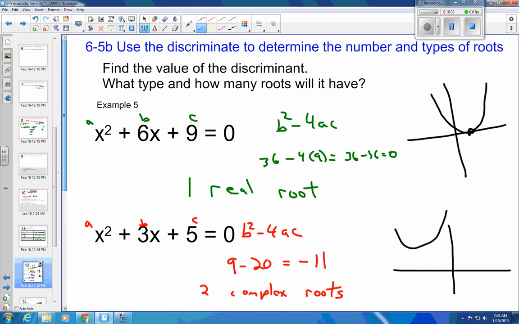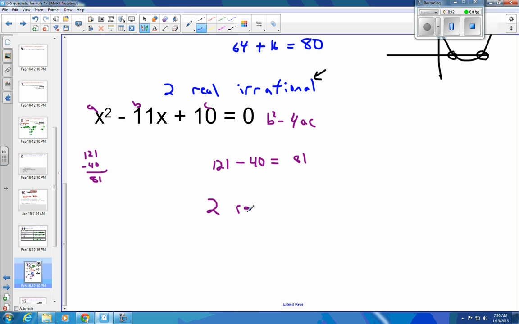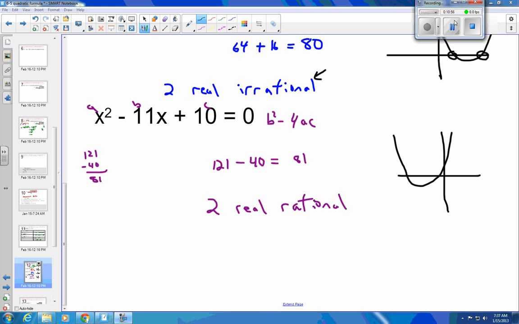Oops, all the way down here. So this is 2 real rational roots. And a is positive again, so we have a parabola. It is facing up. And it just means that these 2 numbers right here and here will be rational numbers on the x-axis.